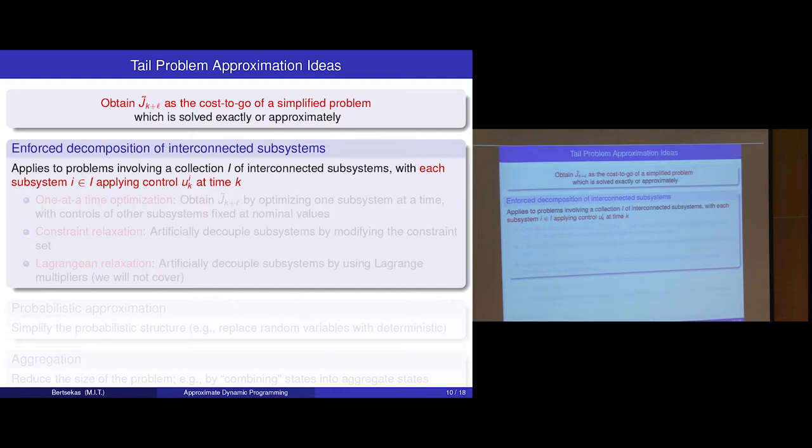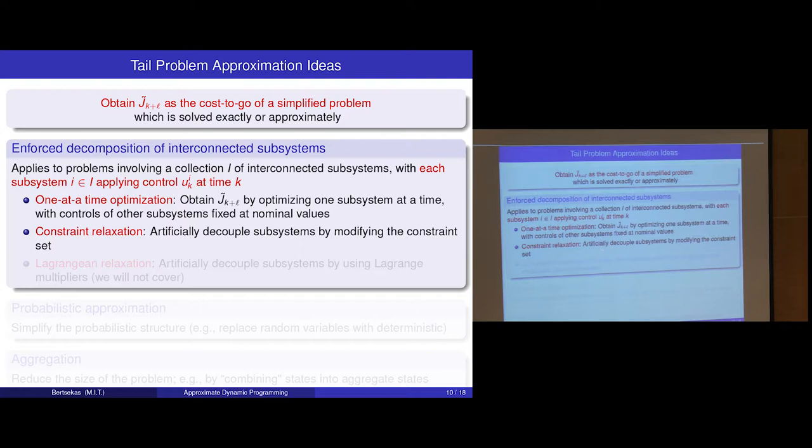Well, one possibility for approximation is to just artificially split the interconnected systems and optimize one at a time by keeping the values and the controls of the other subsystems at nominal values. Another possibility, if the subsystems are coupled through constraints, let's say resource constraints, is to relax the constraint, decouple the systems this way, and solve the corresponding problems more easily.